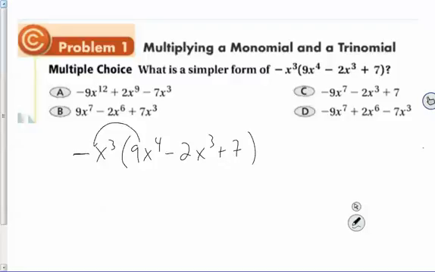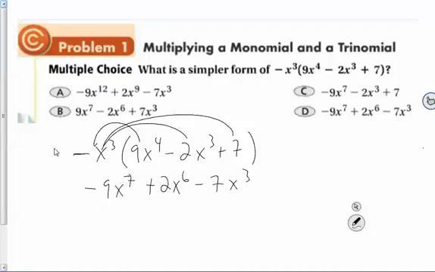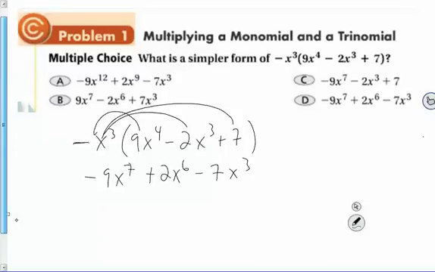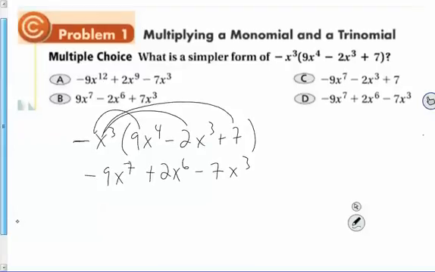So negative x cubed times 9x to the 4 is negative 9x to the 7. You remember you add those exponents? And negative x cubed times negative 2x cubed is positive 2x to the 6. Do you remember that? And then negative x cubed times positive 7 is negative 7x cubed. Now that's one way to do it. So if you polish that up, I believe that is option D.